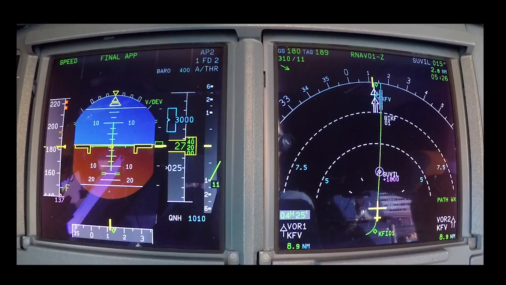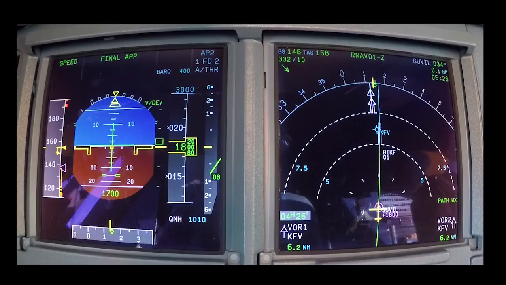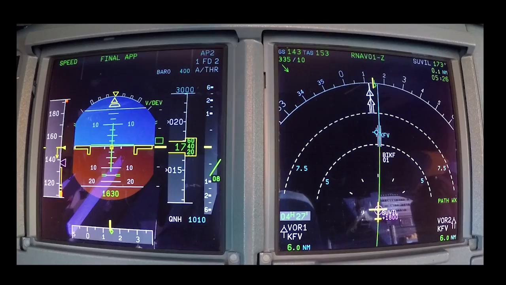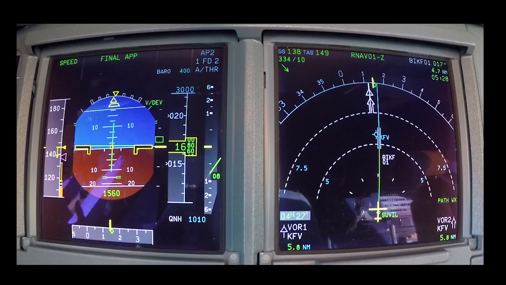Low now, on profile, speed is coming down to V approach. No. Okay. Okay, check is completed, clear clearance.